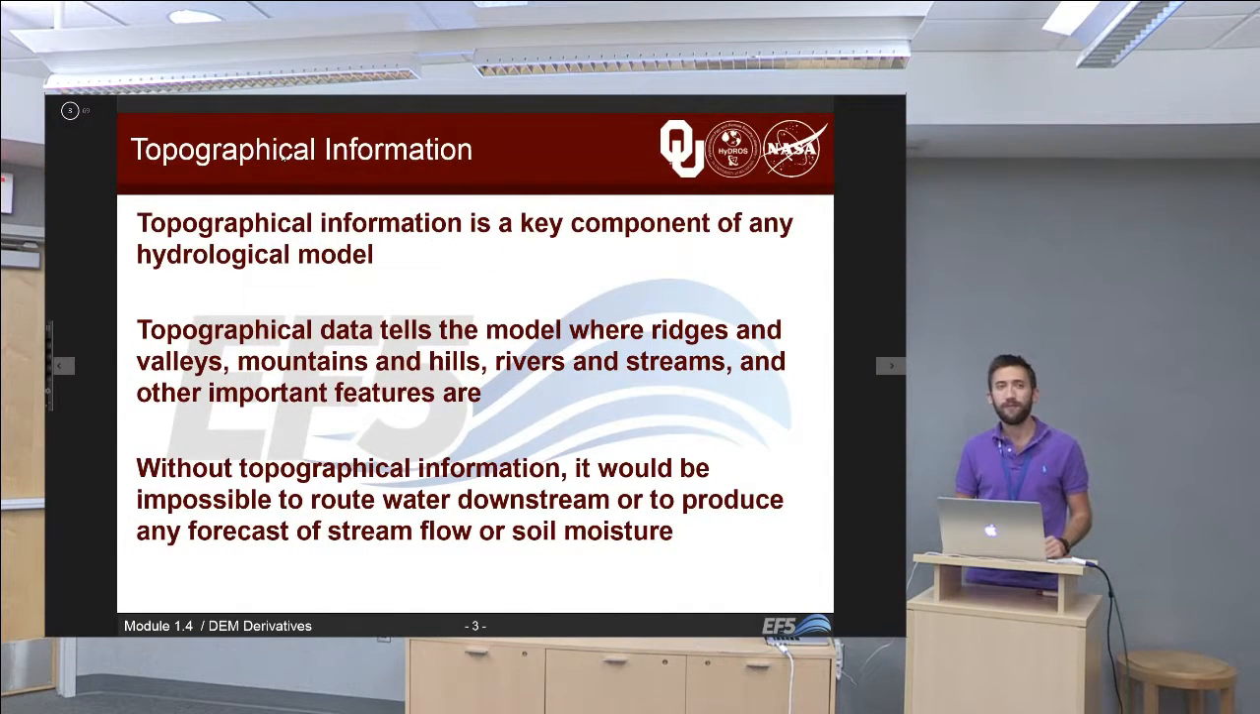So topographical information is a key component of any hydrological model. It tells the model how the Earth's surface behaves. It tells the model where the ridges and valleys are, where the mountains and hills are, where the rivers and streams are, and where any other important hydrological features exist. Without topographical information, it would be impossible to route water downstream or to produce any forecast of stream flow or soil moisture. So topographical information is absolutely critical to any hydrological modeling endeavor.